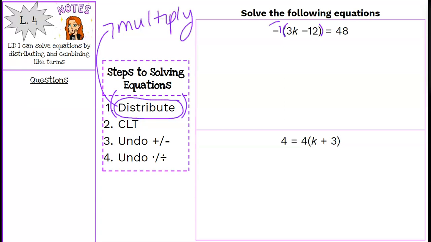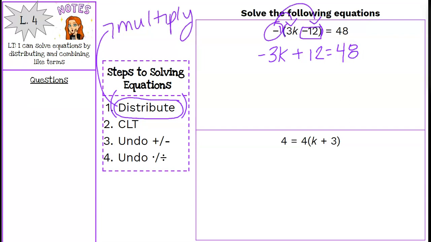So we're going to multiply the -1 by the 3k, which is -3k, and then -1 by the 12. Now there are two ways you can do this. I like to take the sign with the number, so I'm going to multiply by -12. So -1 times -12. A negative times a negative is a positive, which means I'm going to put a plus sign. And then 1 times 12 is 12. Equals 48.